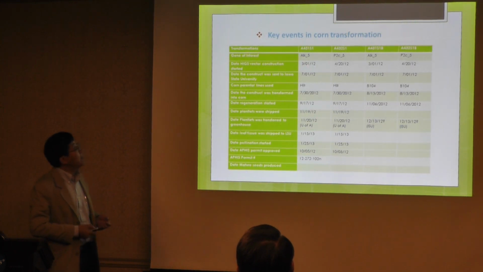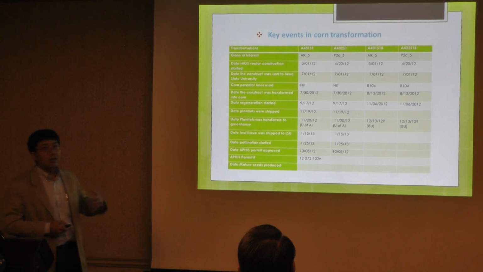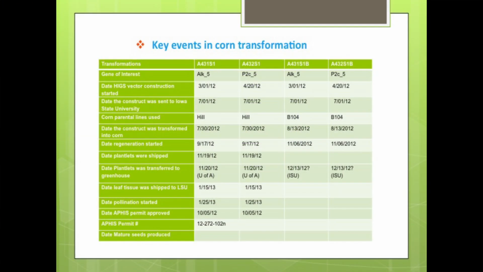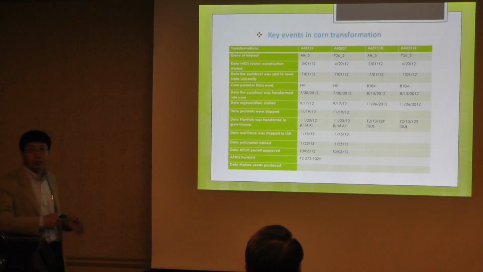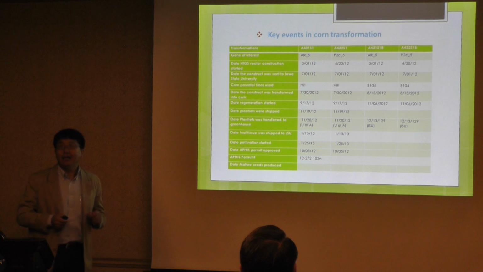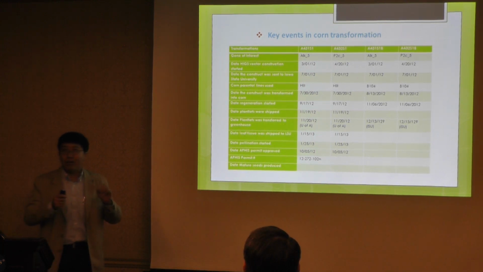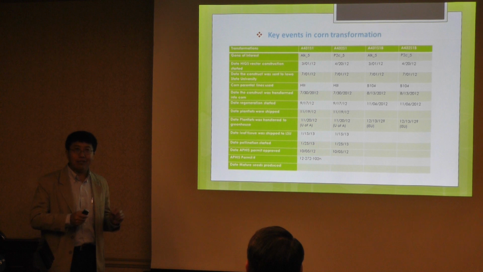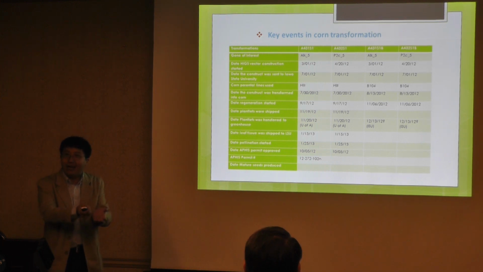Here, I'm just summarizing a lot of the events involved in these 2 constructs. We made the first construct in March last year, and the second construct in April. We sent both constructs to our state university on July 1st, and they introduced them into Hi-II seeds and also into inbred seeds. Normally we have to pay for the charges, but I was able to talk to them to do it for free for me. The condition is, if they do it for free, they won't be able to produce seeds for us. So they only give us seedlings, and I have to babysit them once they are seedlings.